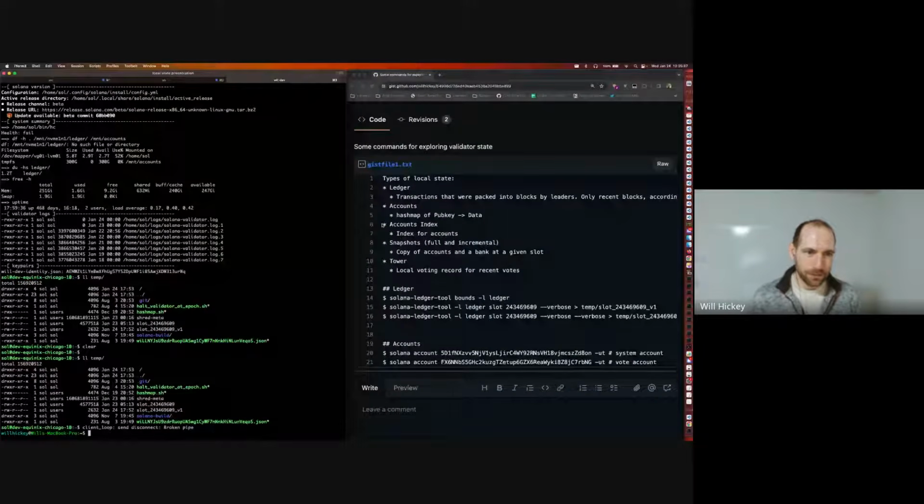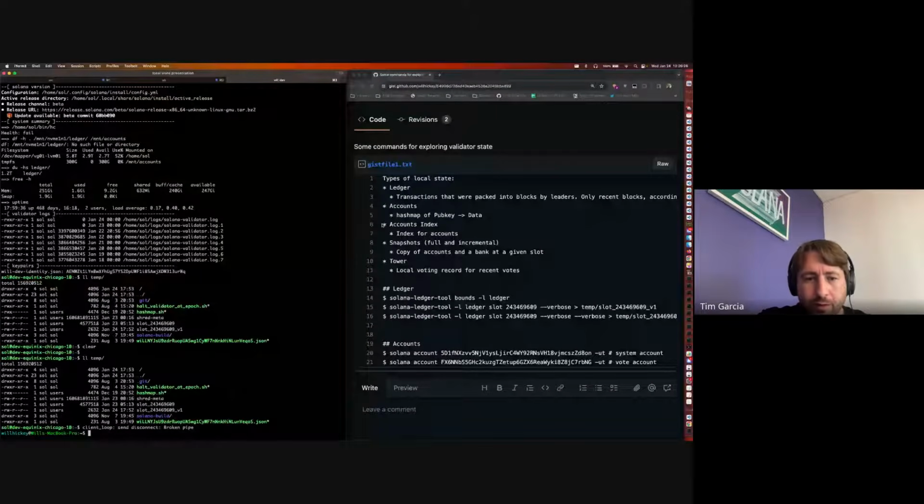there's a question about node counts on the networks. I'm not going to try to do node counts from memory, but you can run solana gossip and pipe that into wc -l, and that will give you pretty accurate node counts for the different clusters. Somebody who wants to do that, feel free to share the results.